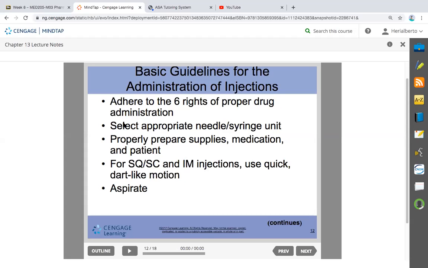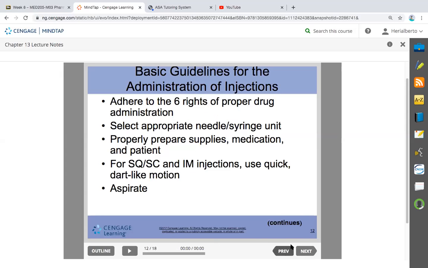Number 5, aspirate. We're going to see this in a video, to make sure that when you're doing intramuscular and subcutaneous injections, you don't place the needle in a blood vessel, like an artery or vein, because the goal is to place the needle in the muscle or in the skin or under the skin.